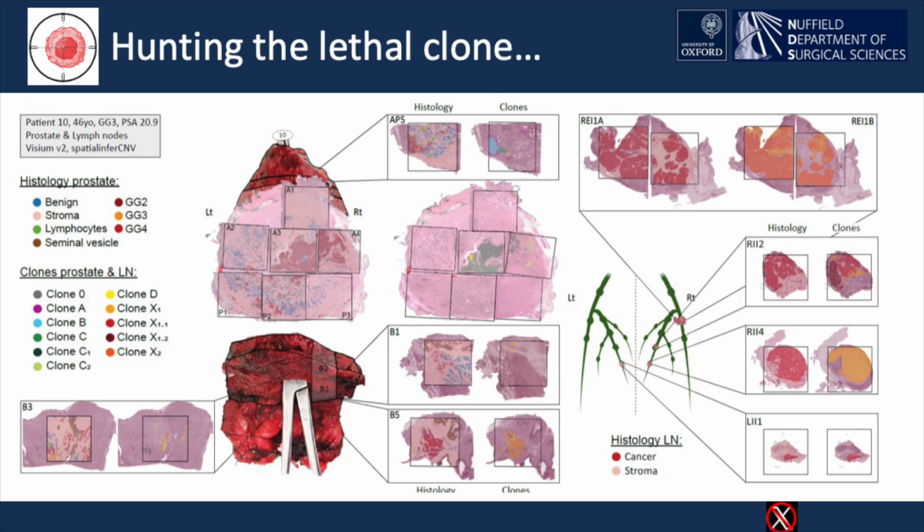Bringing it all together, from the prostatectomy and lymph node specimen, along with our comprehensive bioinformatic pipeline to process spatial transcriptomic data, we can reliably interrogate the prostate cancer clonal landscape. This opens up a wealth of interesting translational questions that can improve personalization of prostate cancer management.